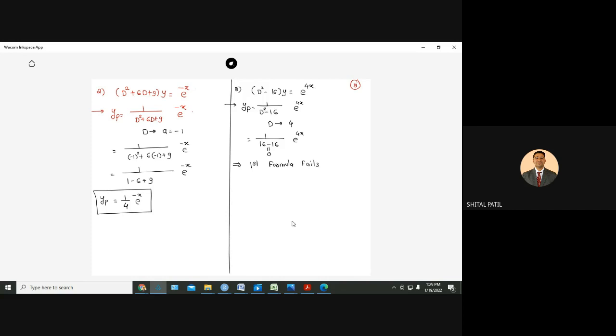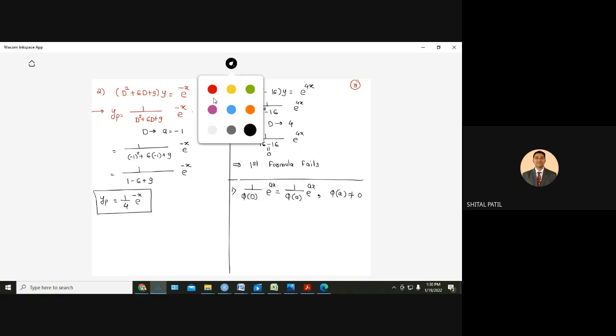Okay, and for that we are writing now second formula. So let me write it. First formula was like this: 1 upon phi of d operated on e raised to x. Replacing d by a, e raised to x. But one condition was there: phi of a, the denominator, should not become 0. Now, whenever denominator becomes 0, what should be done?